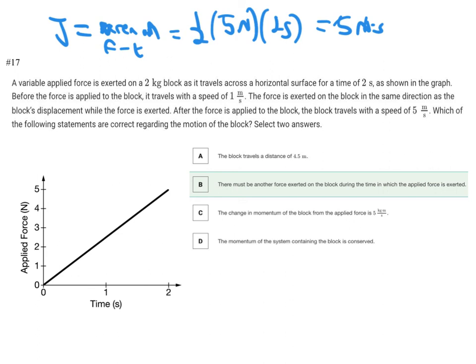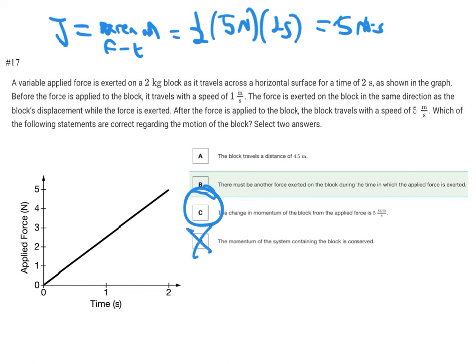B is highlighted, so I'm going to skip that and come back to it. C, the change of momentum of the block from the applied force is 5 kilogram meters per second. Hey, I accidentally proved that one, so that one's true. D, the momentum of the system containing the block is conserved. Well, the original momentum was 2 times 1, and the final momentum is 2 times 5, or 10. That doesn't seem to be true, so I think we throw that one out.